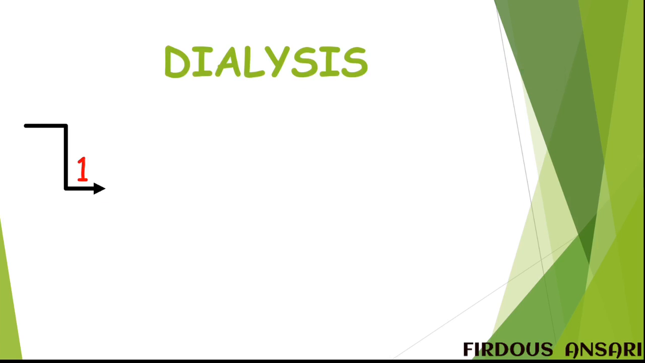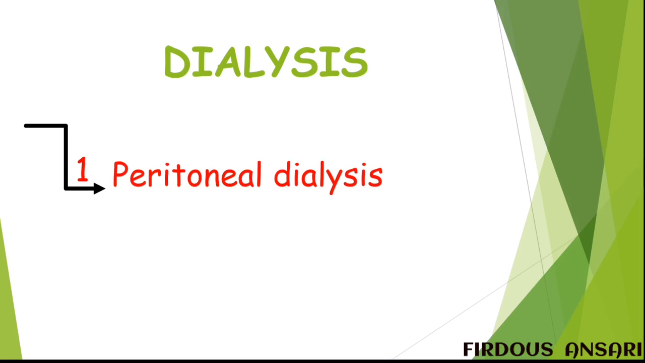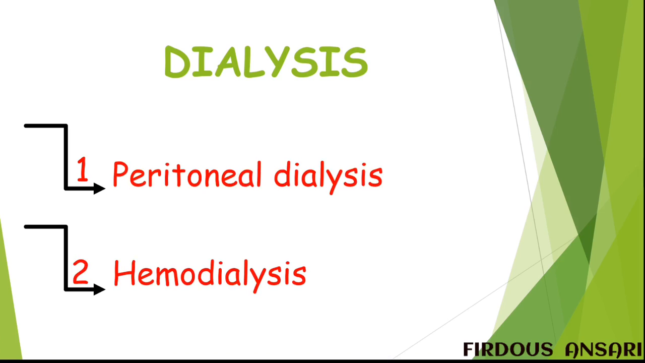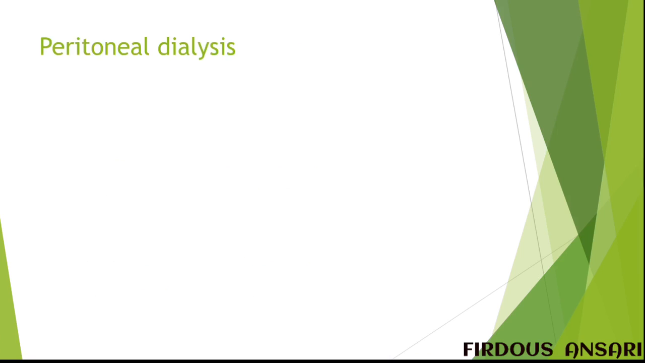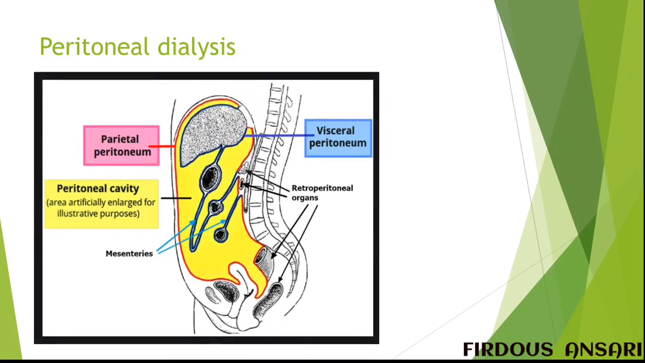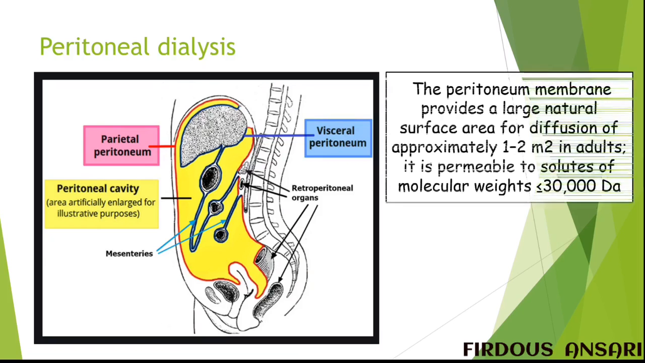Dialysis is of two types. First one is peritoneal dialysis, and secondly hemodialysis. So we'll check out these two one by one. First, starting with peritoneal dialysis. Peritoneal dialysis uses the peritoneal membrane in the abdomen as the filter. The peritoneum contains visceral and parietal components. The peritoneal membrane provides a large natural surface area for diffusion of approximately 1 to 2 square meters in adults.